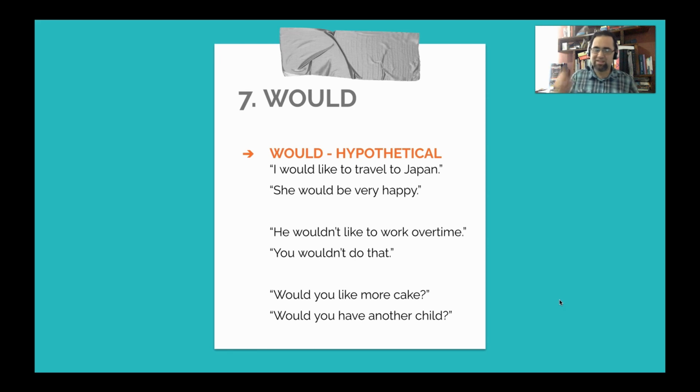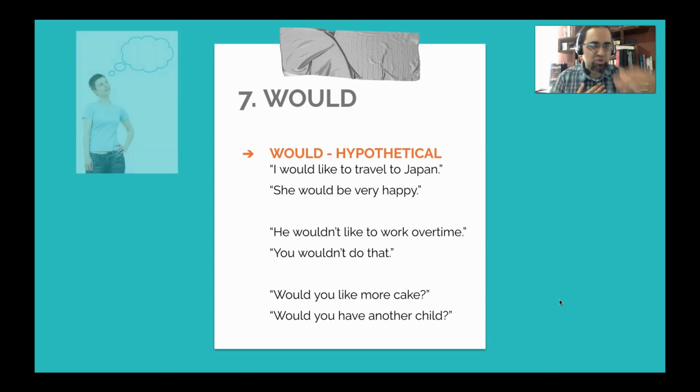Would you have another child? In this case, that's not an offer. It's simply a hypothetical question. Would you have another child? So as you can see, when we use would, we are kind of dreaming. It's like, I would do this, I would do that. Hypothetical, but still you play, right, with the options.